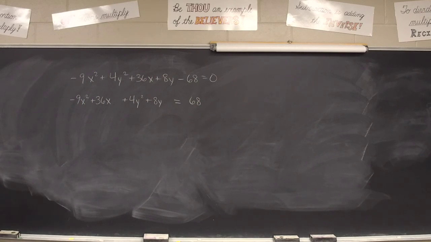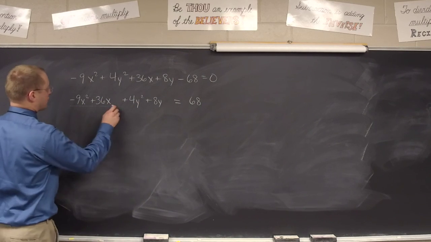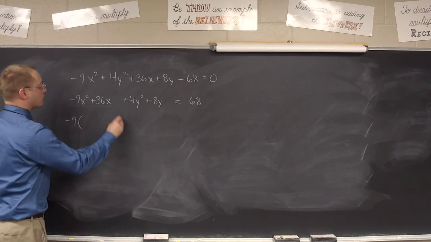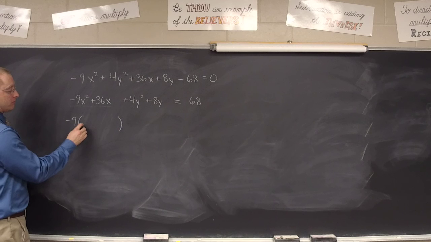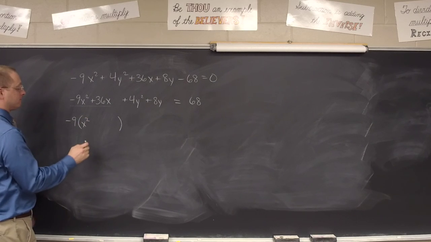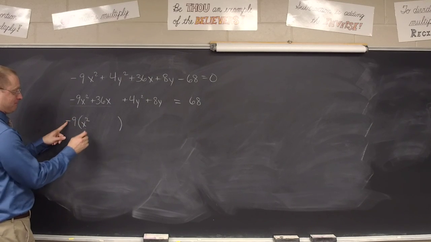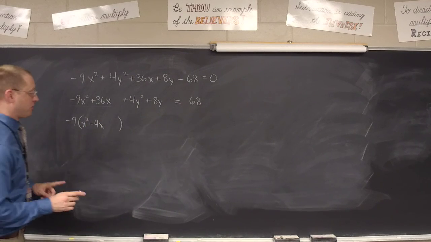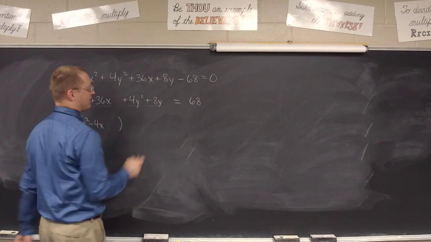Now, for each of my two groups, I've got to get a 1x squared and a 1y squared. So in the first group, I'm going to factor out the negative 9. And we've got to be oh so careful as we do. So x squared plus 4x minus 4x. That's one of the places we got to be really careful with the negative. And then here, it's a lot easier.